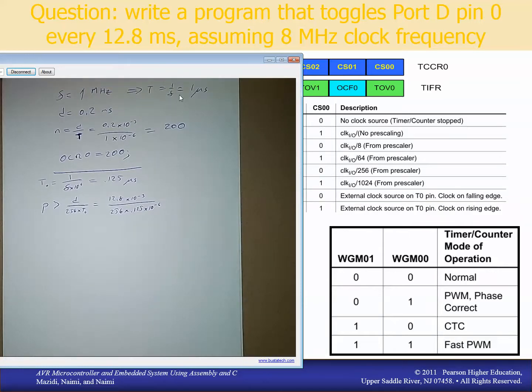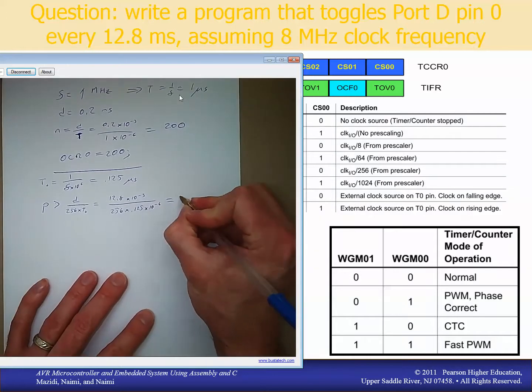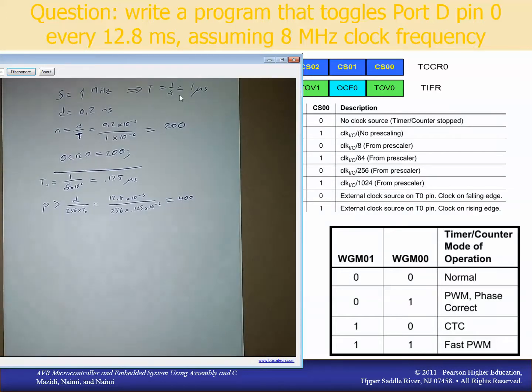So we have 12.8 times 8 divided by 256 is 0.4, and then we're multiplying that by 1,000. So I believe that's 400. So this value here is 400, because we have 12.8 times 8, and then that product divided by 256, and then multiplied by 1,000 gives us 400. Okay, so the prescaler has to be greater than or equal to 400. And from our choices here, prescaler values, we need to choose 1024, because the prescaler has to be at least this big.